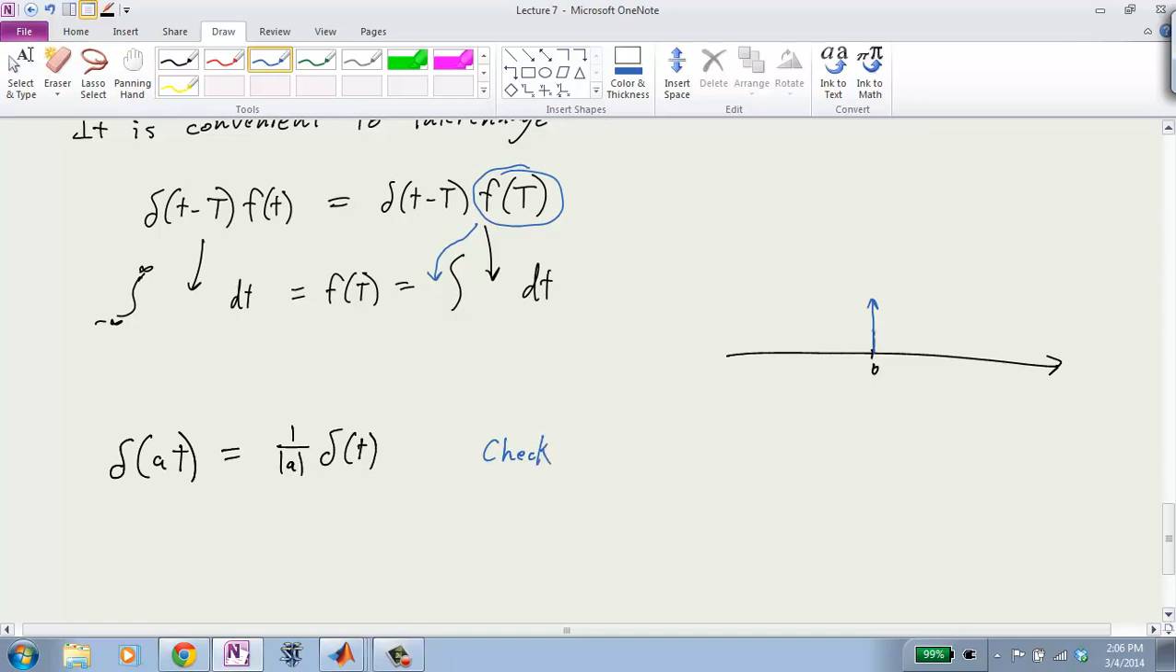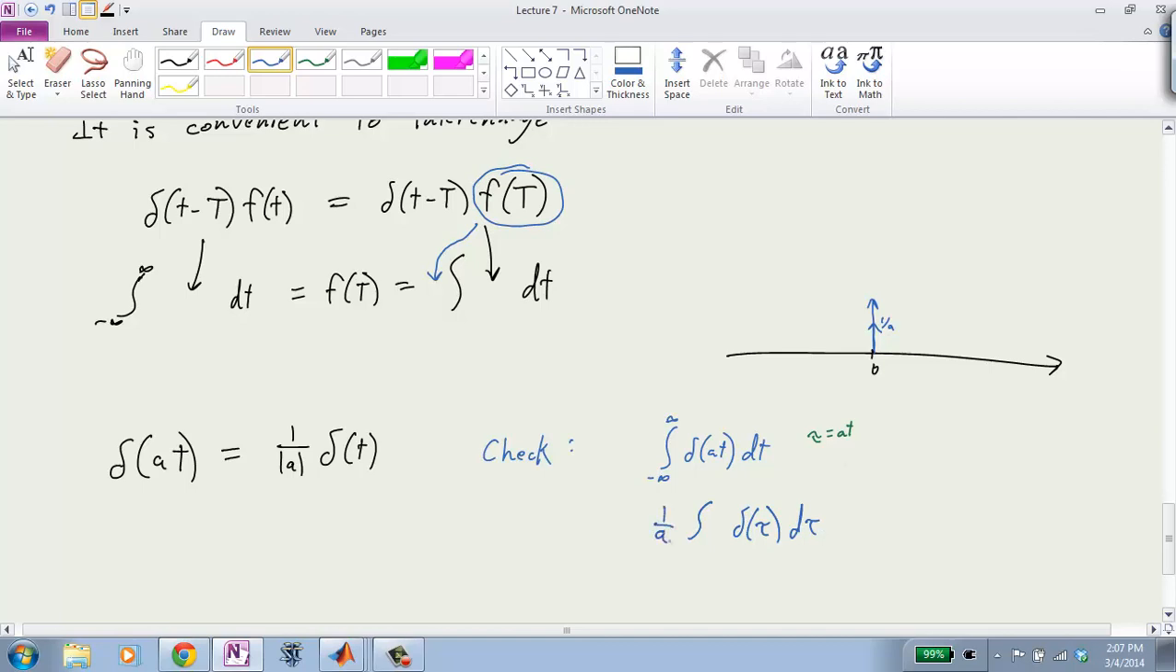So we're saying that this got scaled to be of height 1 over a. All right. So let's check it. Let's just integrate it and see what happens. Okay, integral of delta of at dt. We should substitute tau equals at. Right? And what we're going to get is that's going to equal the integral of delta tau d tau, but then we need to have a 1 over a.